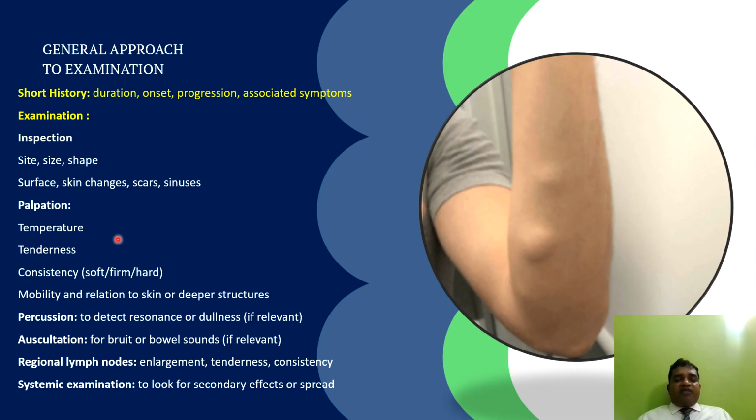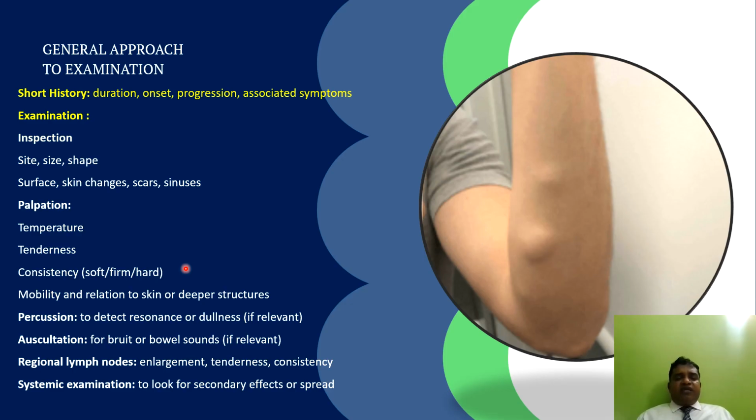Always compare with the normal side. Is the temperature increased or not? Inflammatory lumps with high vascularity will have a higher temperature than other places. And tenderness: the patient will feel pain when you are pressing the lump. That is called tenderness. And consistency, I already said several times: soft, firm, hard.